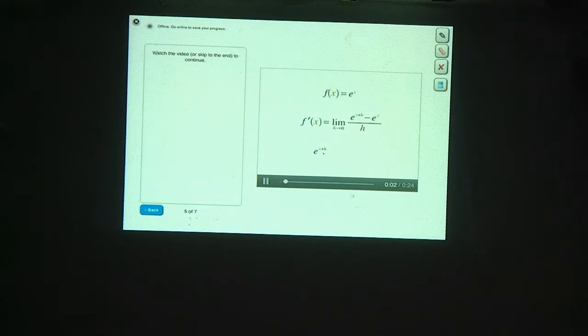Exactly. e to the x plus h equals e to the x times e to the h. So let's plug this expression back into the limit up here. Notice that both terms in the numerator here have an e to the x in them, so we can factor e to the x out of this difference, giving us e to the x times e to the h minus 1. What can you do next to find this limit?